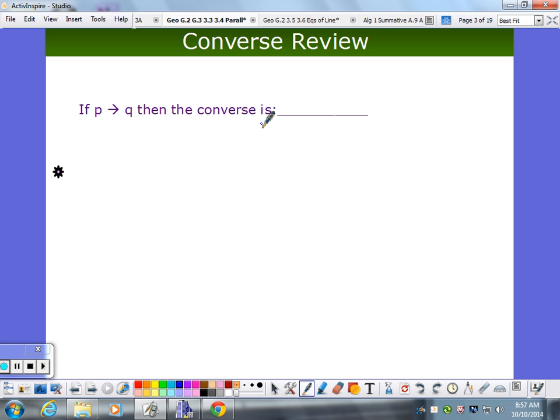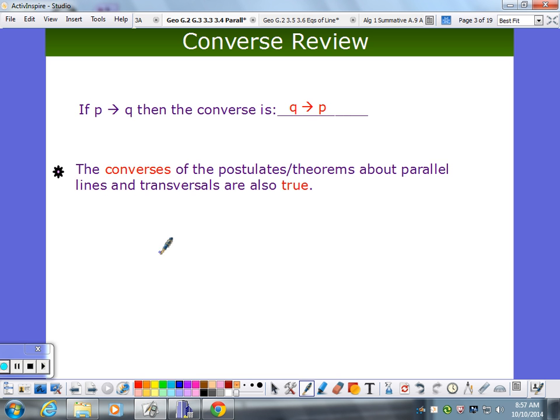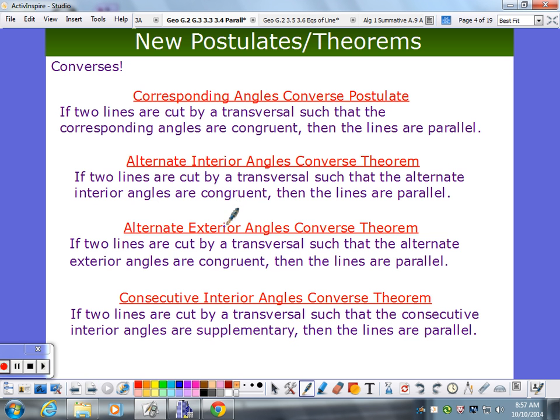So if P implies Q, what's the converse statement, Joseph? Q implies P, remember that? So if it's an AJ, we have math, and if we have math, it's an AJ, right? We just kind of turn them around. So the converses of those postulates and theorems that we looked at last time are all true. These are biconditional statements, right? Isn't that what that means? Your converse is true, you have a biconditional statement.